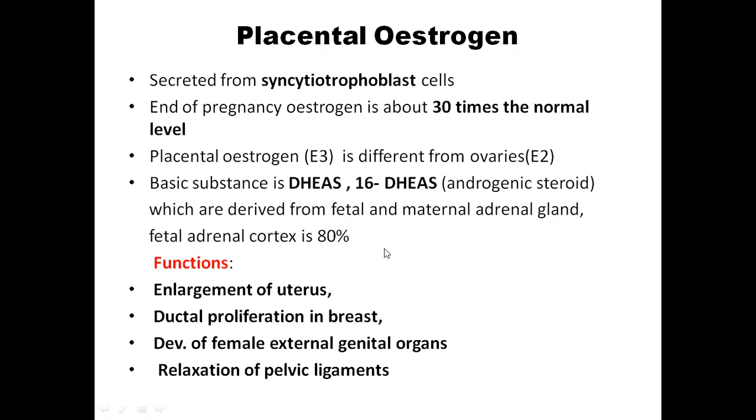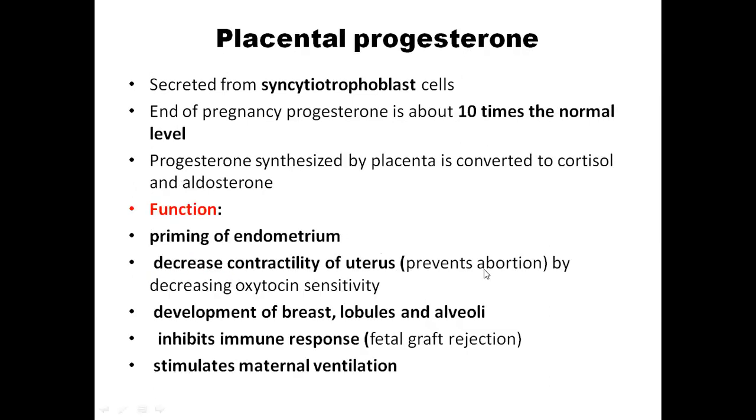Now the functions of placental estrogen are several. To name a few: enlargement of uterus, proliferation of ducts, not the alveoli or the lobules. That is the function of progesterone. Now the development of external genitalia and relaxation of pelvic ligament to accommodate the pregnant uterus with its volume. It is very, very important, the relaxation of the pelvic ligaments.